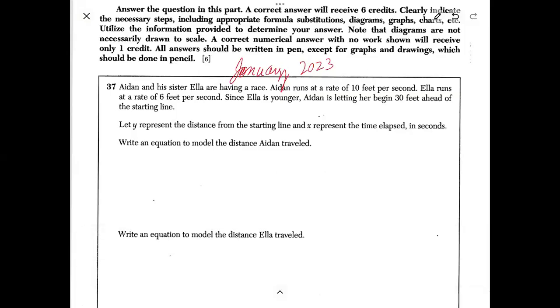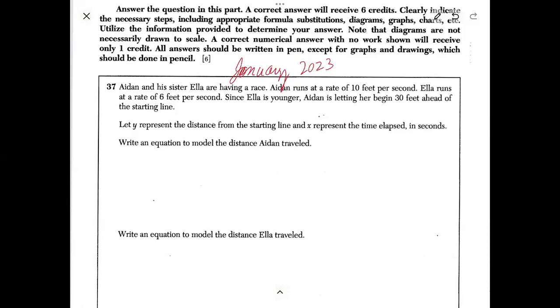Back, doing another word problem from the Algebra Regents exam. This is from the January 2023 exam. It is 6 points. I'm going to do 2 parts. I'm going to come up with equations and then I'm going to show you how to find the equations using your calculator. Let's go. So it says Aiden and his sister Ella are having a race.